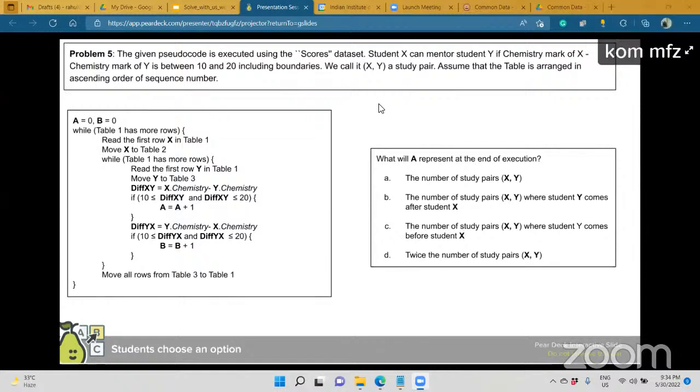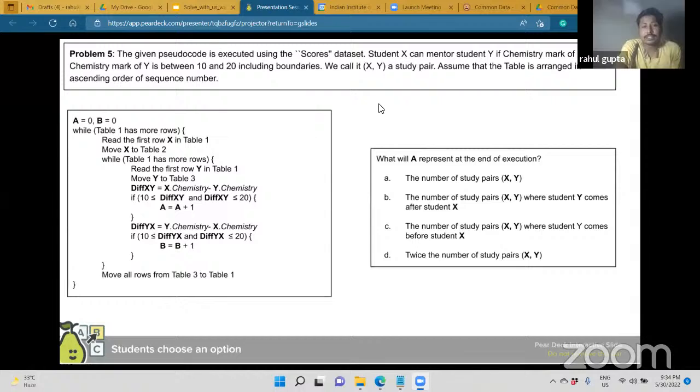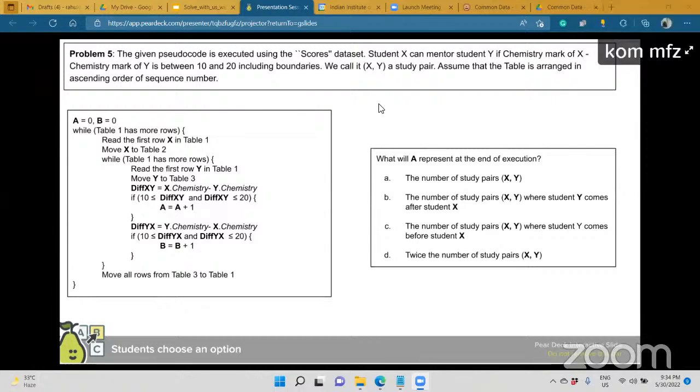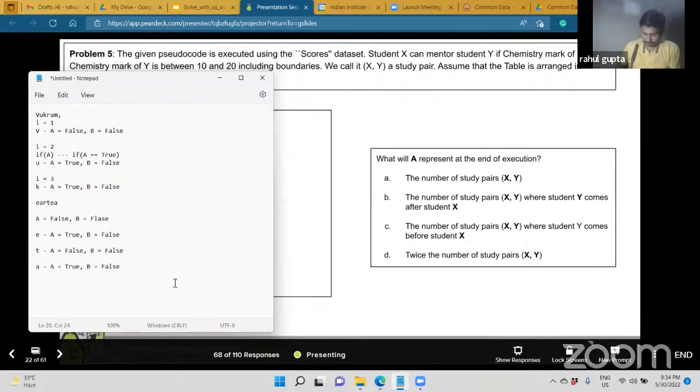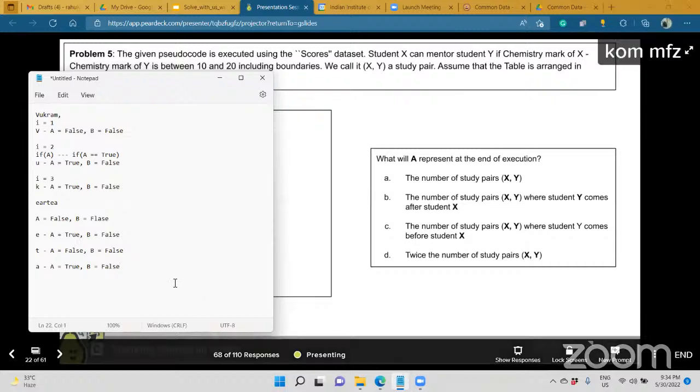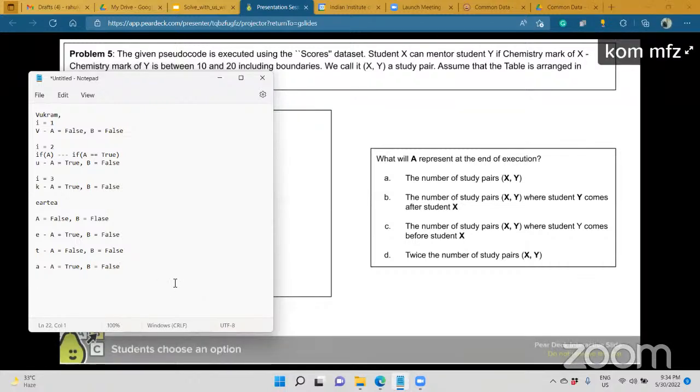Sir, you said the difference should be equal to or more than 10 and equal to or less than 20. Correct. So if the difference is equal to or more than 10, it's obvious that the X chemistry marks are greater than the Y chemistry marks. Right. So then we can conclude that student X can mentor student Y. Correct. Oh, okay, sir. Ascending order.